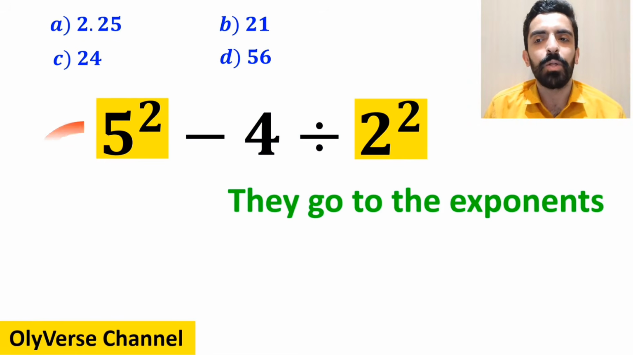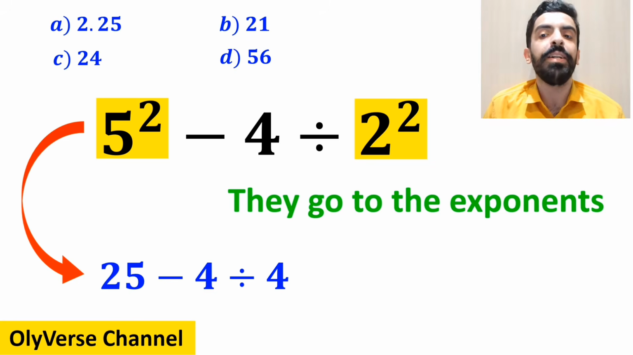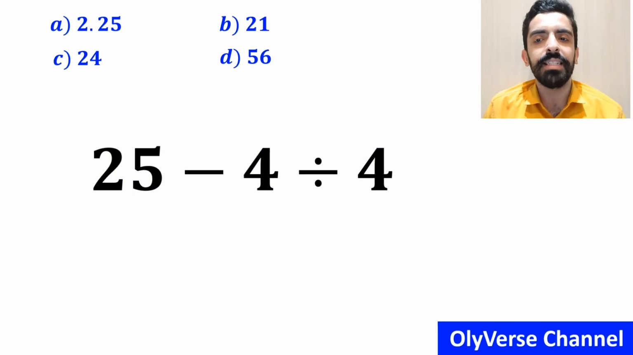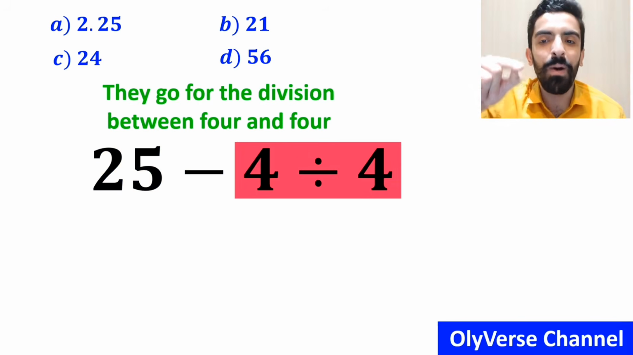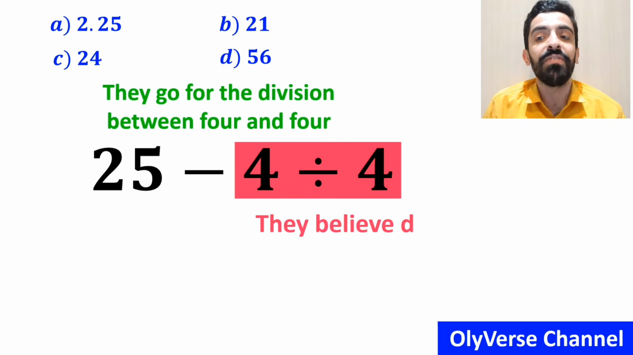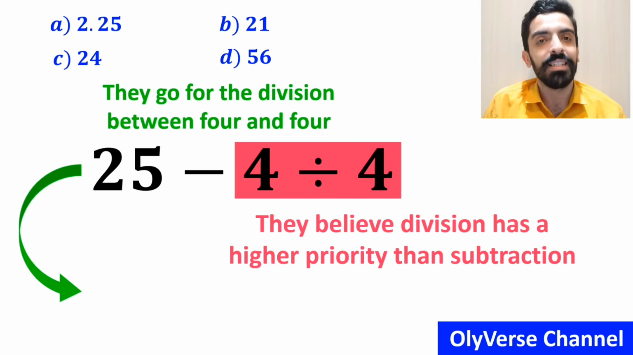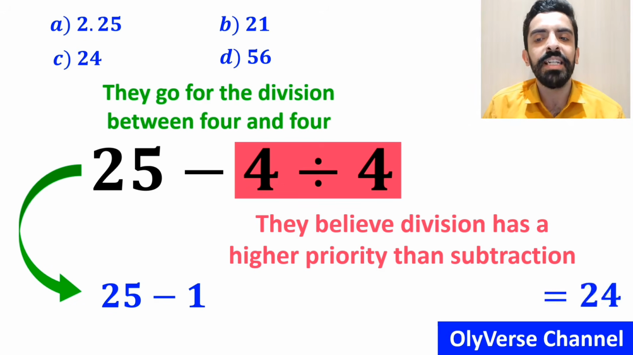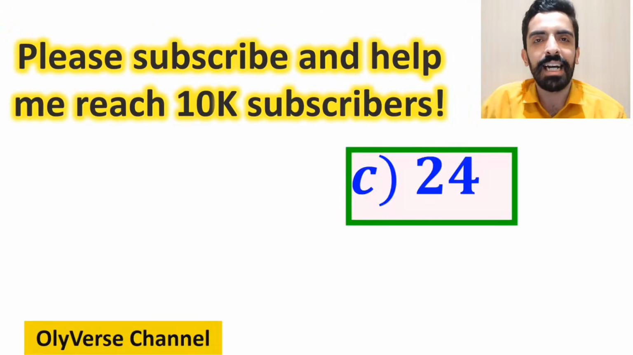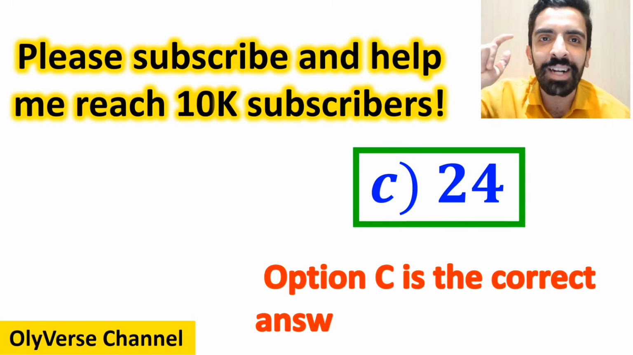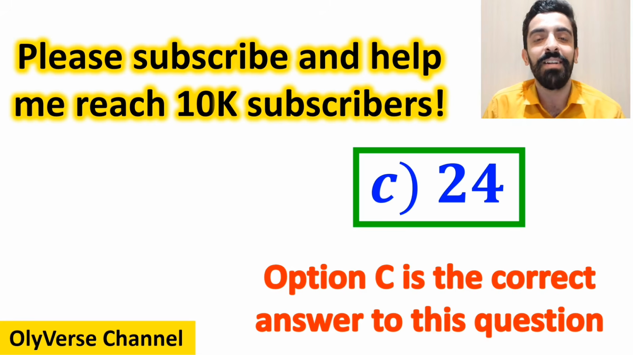Then, they go to the exponents and simplify this expression to 25 minus 4 divided by 4. And the final step, they go for the division between 4 and 4 because they believe division has a higher priority than subtraction. So, they rewrite this expression as 25 minus 1, which finally gives them the answer 24. Then, they quickly say that option C is the correct answer to this question.